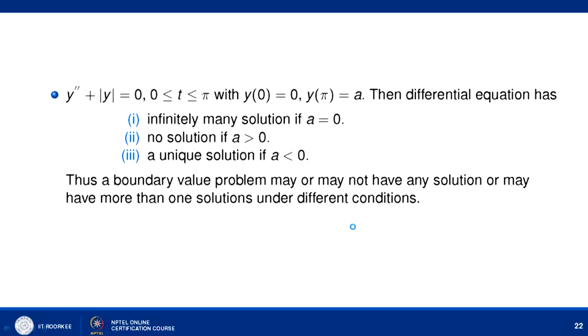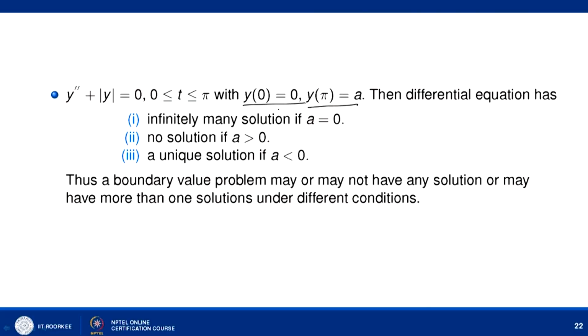Look at y double dash plus mod of y equal to 0. This is a nonlinear ordinary differential equation. Here t lies in the interval 0 to pi, and the conditions are given as y(0) equal to 0 and y(pi) equal to a, where a is a constant. Here the conditions are given at 2 points, 0 and pi, so it is the case of a boundary value problem. So, a differential equation along with boundary conditions is known as a boundary value problem, or we write BVP.